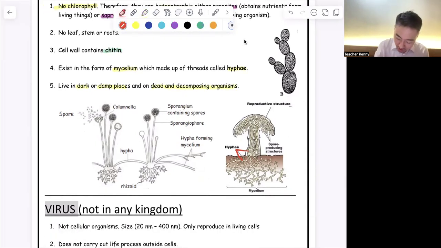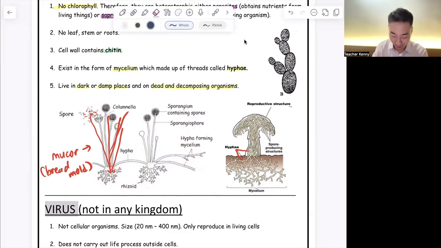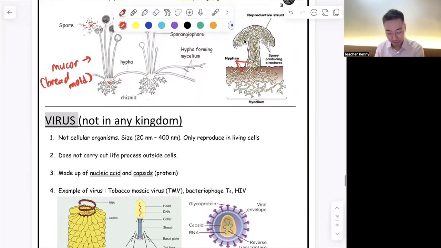Understand? Just to show you, this is called a bread mold, also known as mucor. This is called a mucor. Mucor, known as bread mold. They grow on your bread. So this head over here is called a sporangium. When this sporangium produces spores, every spore, when it falls down, will grow into a new fungus head, a new organism. Okay, that's how they breed very fast.